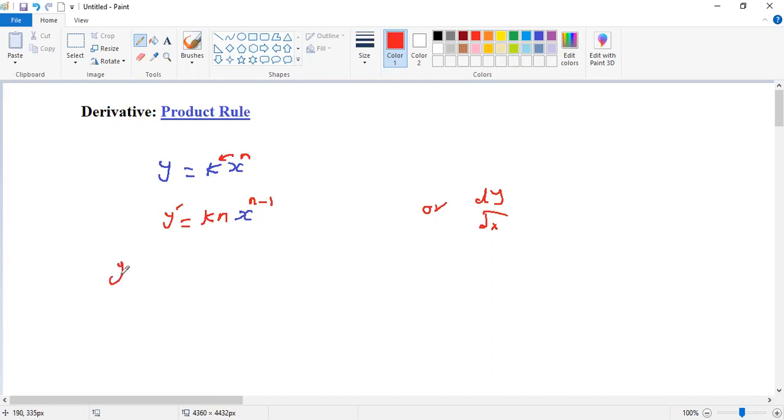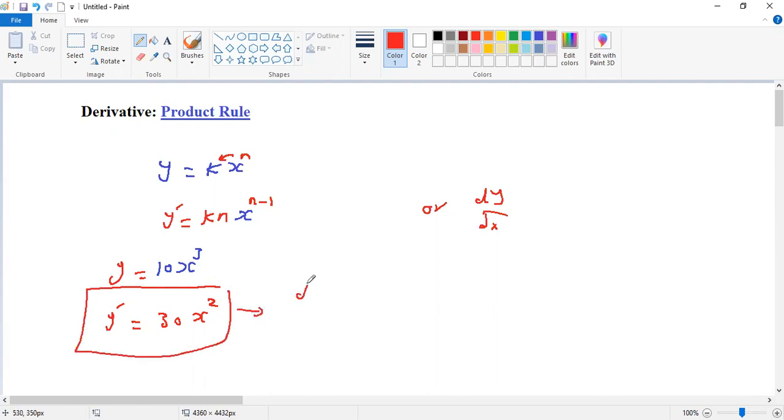So again, if we have y equals, for example, 10x cubed, then y prime, the derivative or dy/dx, equals 3 times 10 is 30, and x to the power 3 minus 1 is 2. So this is the derivative of 10x cubed.